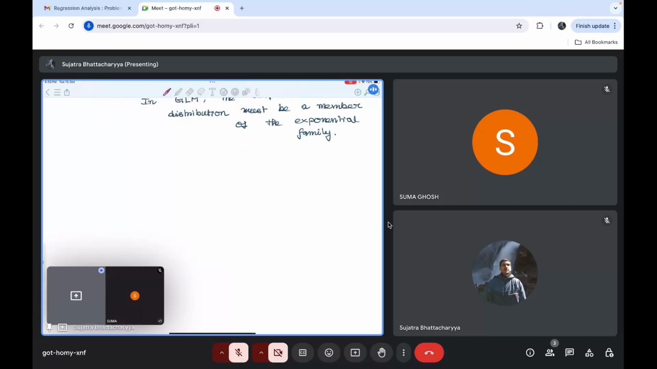As we have seen, for the generalized linear model we require some kind of exponential family of distribution. The response variable distribution should follow, or should be a member of, the exponential family. So let's go ahead with the exponential family of distributions.